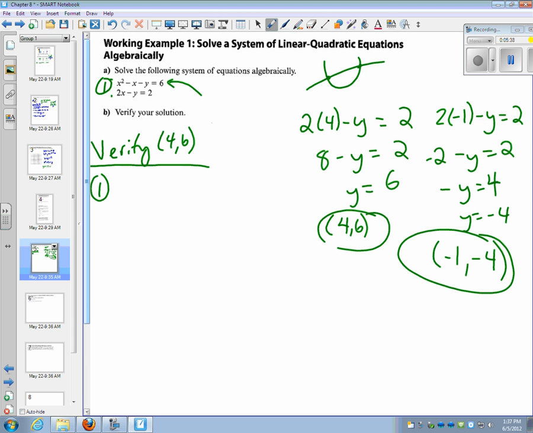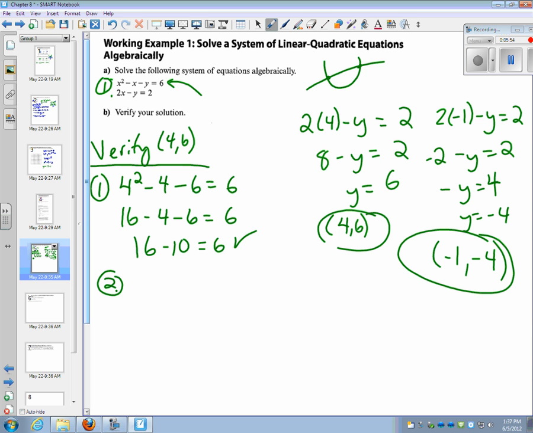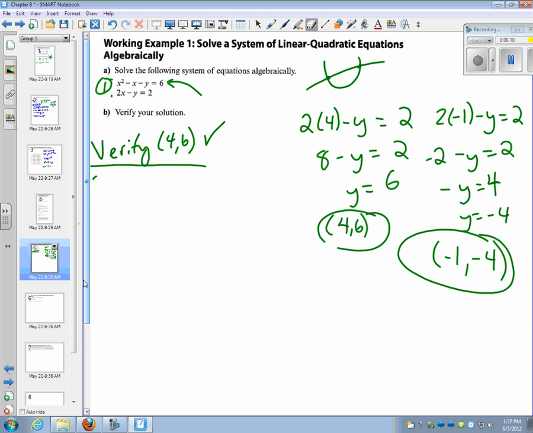x squared, so x is 4. 4 squared minus 4 minus 6 equals 6. Does 16 minus 4 minus 6 equal 6? Does 16 minus 10 equal 6? Yeah. Now let's check equation 2. Does 2 times 4 minus 6 equal 2? Does 8 minus 6 equal 2? Yeah. Okay, so that has been verified. Now let's verify negative 1, negative 4.